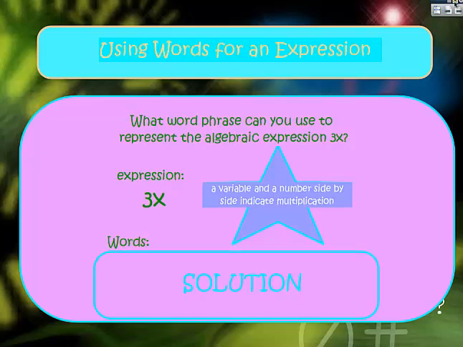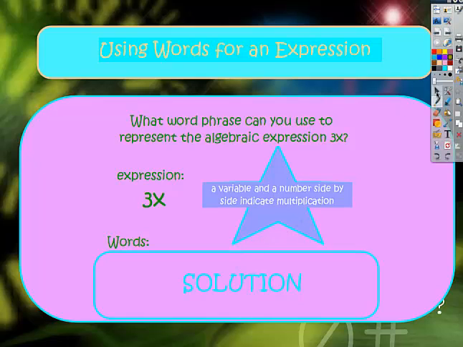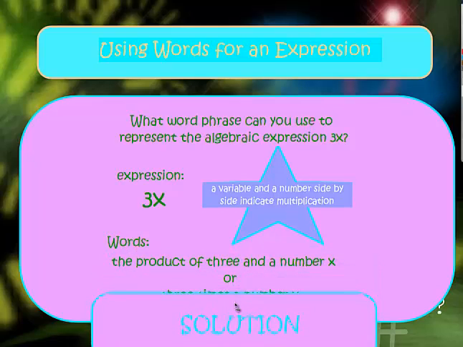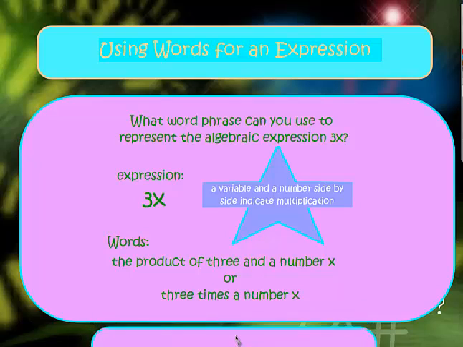So this simply means 3 times some number x, or the product of 3 and a number x. The product, again, product means multiply. Product of 3 and some number x.